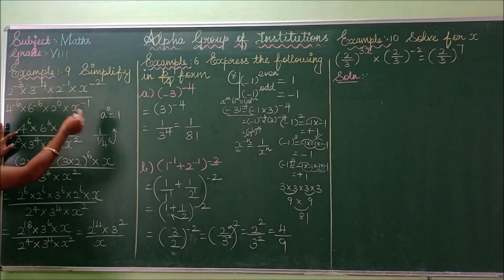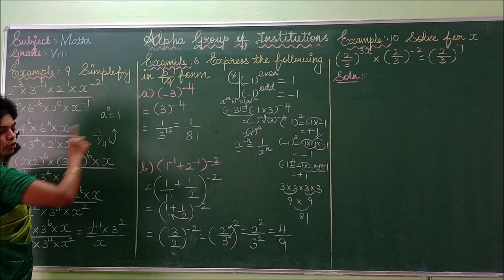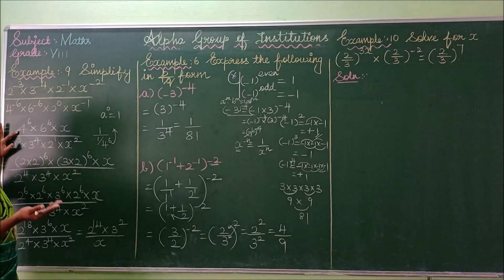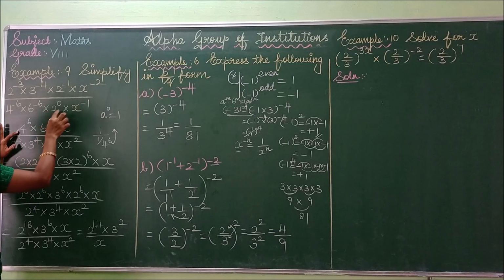What is 2 power 0? Already we saw this result: a power 0 is 1. So any number with power 0 is 1. So 2 power 0 is 1.